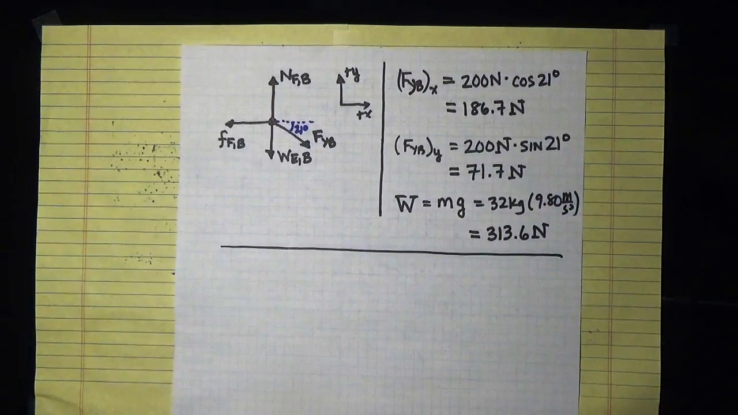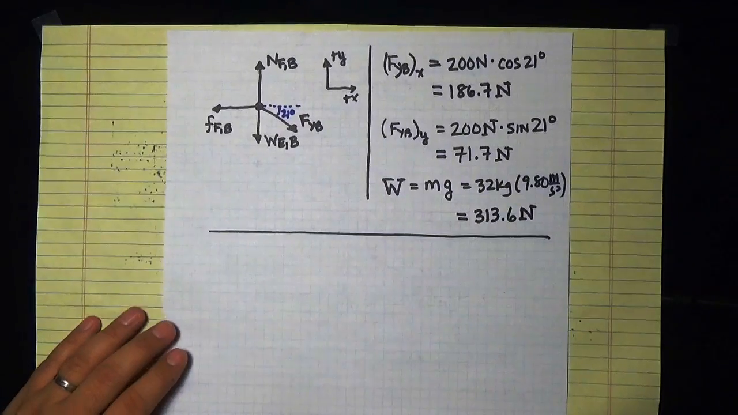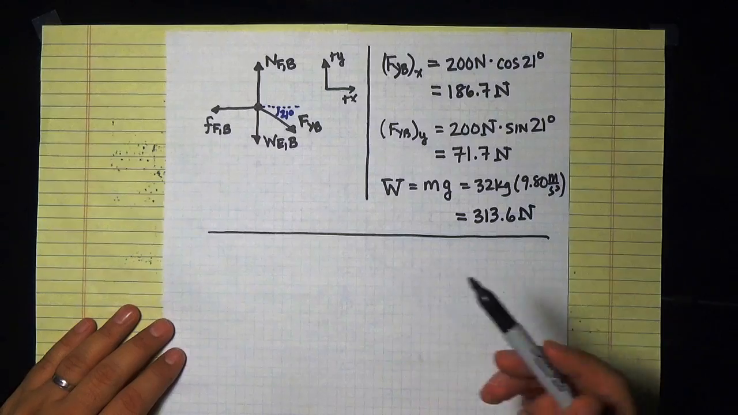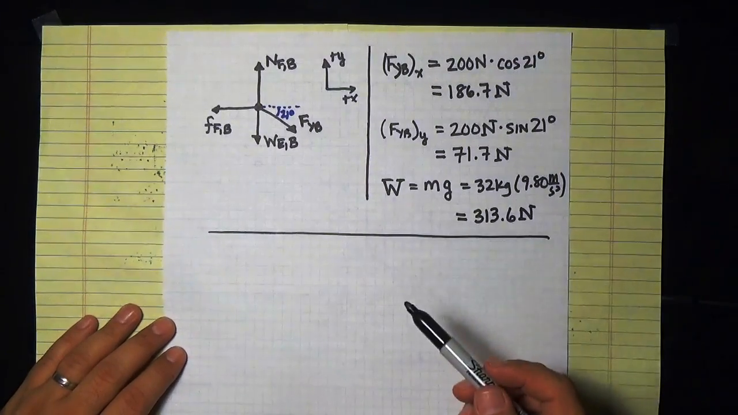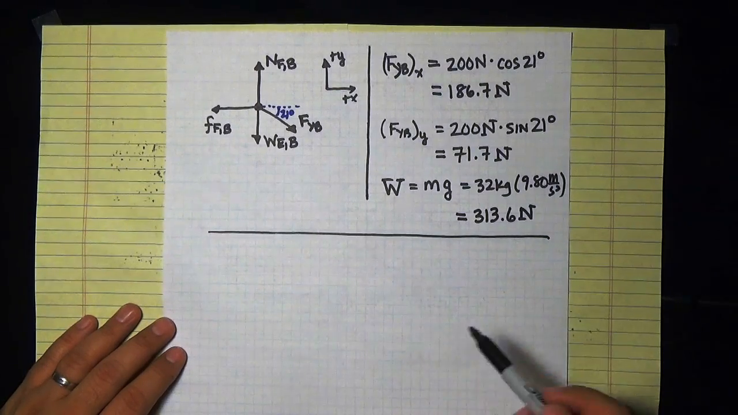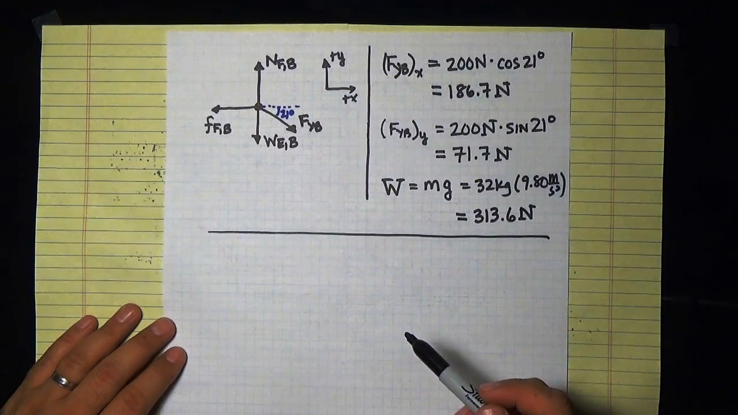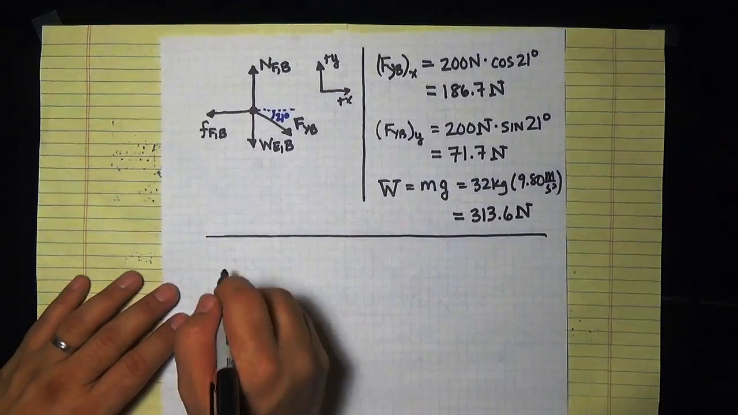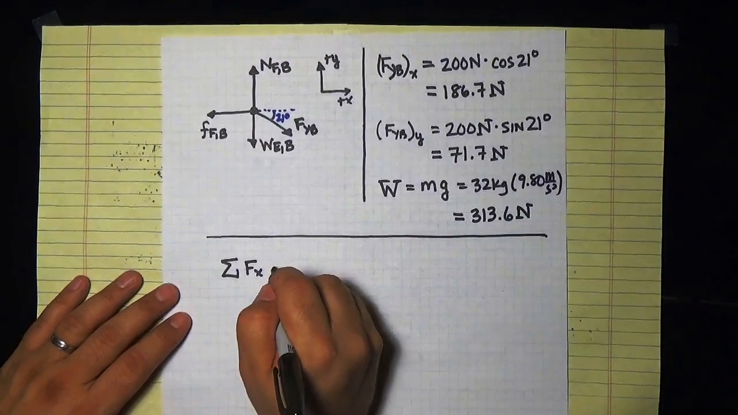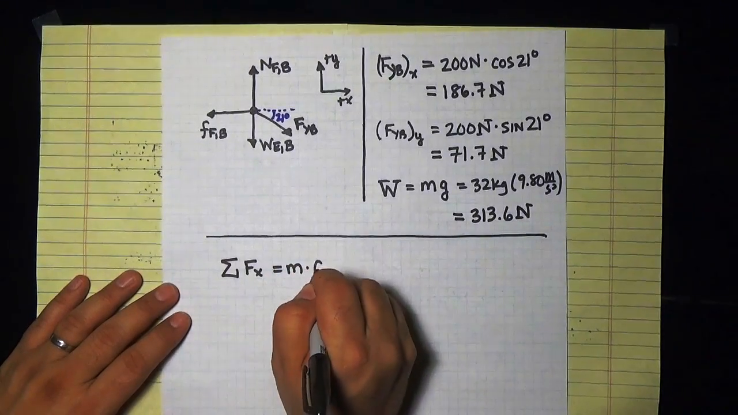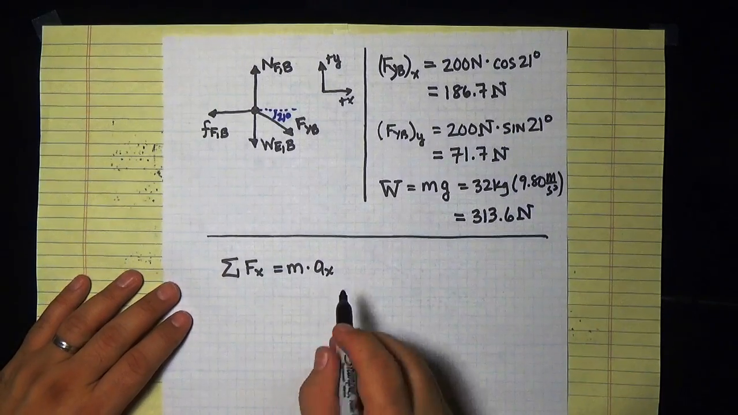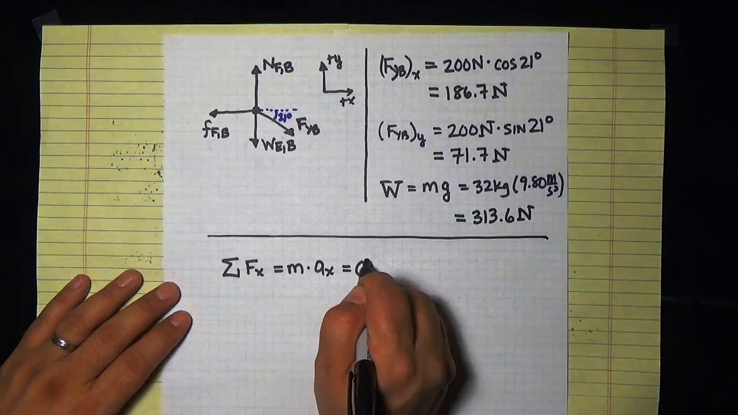So now I'm going to apply Newton's second law. And what Newton's second law says is that the sum of the forces in each of the directions, the x and the y, has to equal the component of the acceleration in that direction, times the mass. So the sum of the forces in the x direction is the mass times the acceleration in the x direction, but we said the box is moving with constant speed, so the acceleration is 0.